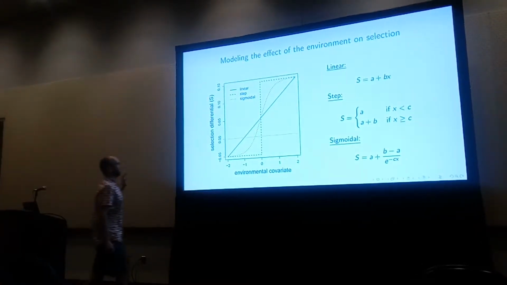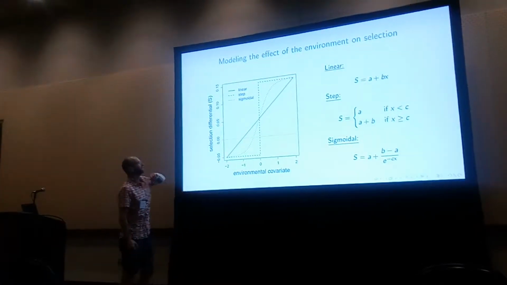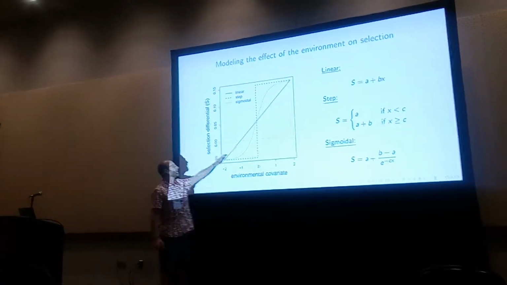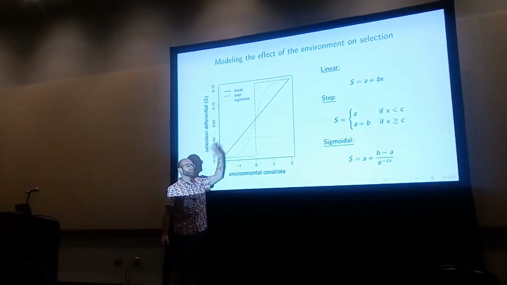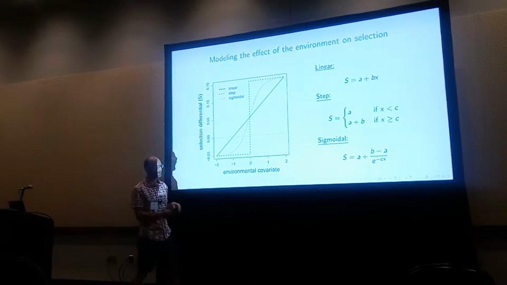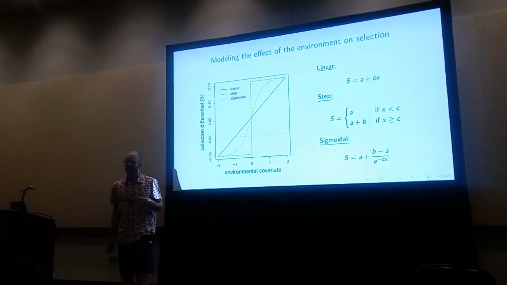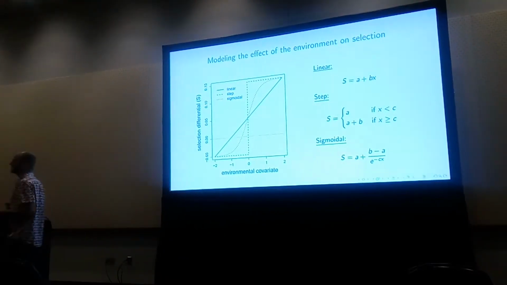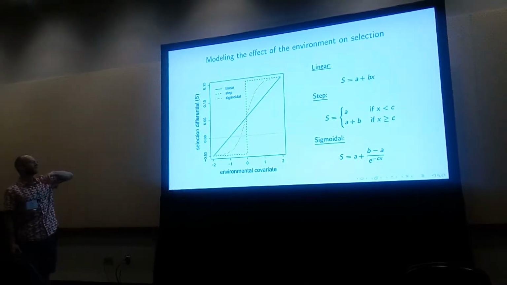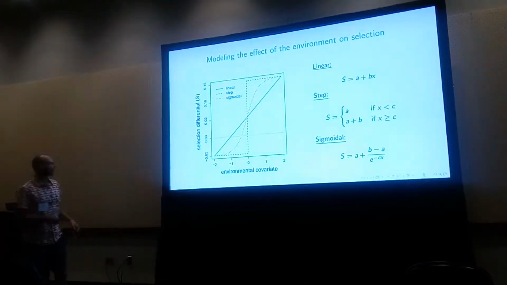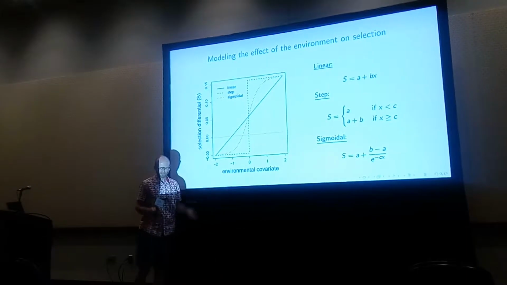It varies as a function of the environment. You can have that selection differential vary linearly with the environment. A step function, sigmoidal, and other forms are possible. These are the three I've done so far. And in the simplest case, linear, you just have some average selection differential, A, and then some effect, B, of the environment. The other ones are a tad bit more complicated. I'll focus mostly on the linear one.